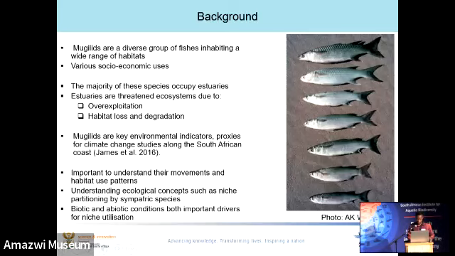And what you'll find in the literature over the years is that since these mullets support large biomass in most of the estuary systems where we find them, they have been identified as key ecological and environmental indicators for studies such as climate change.